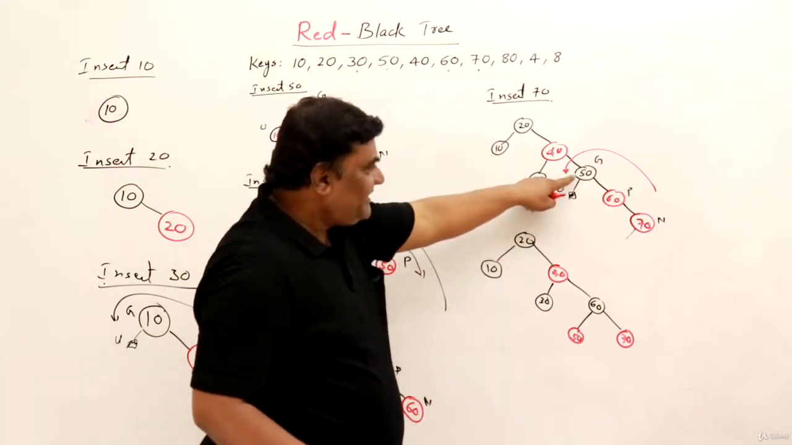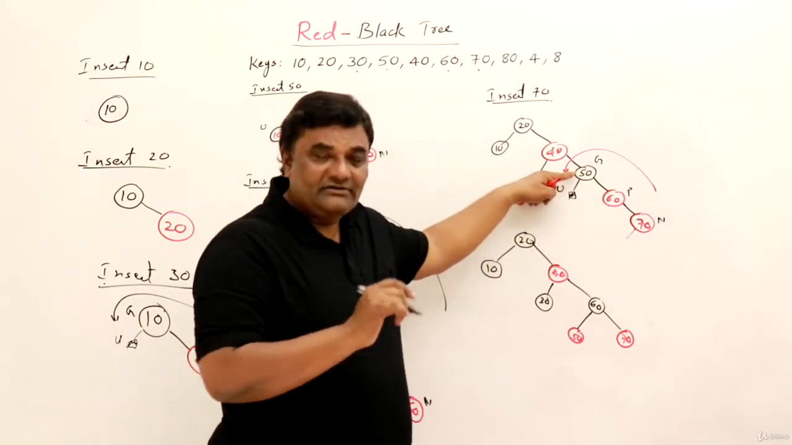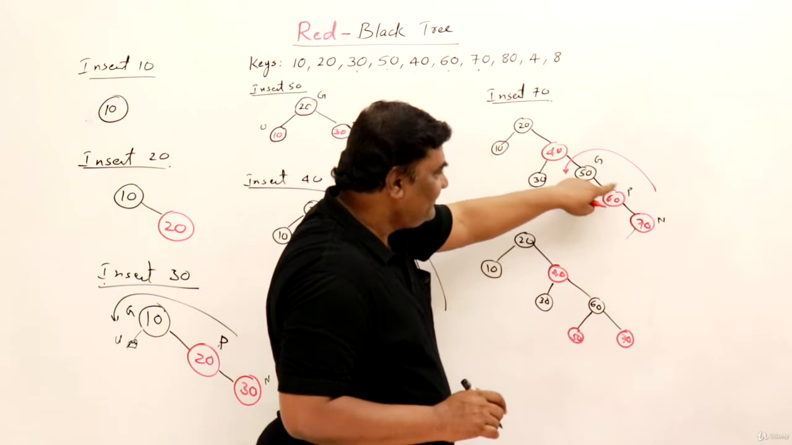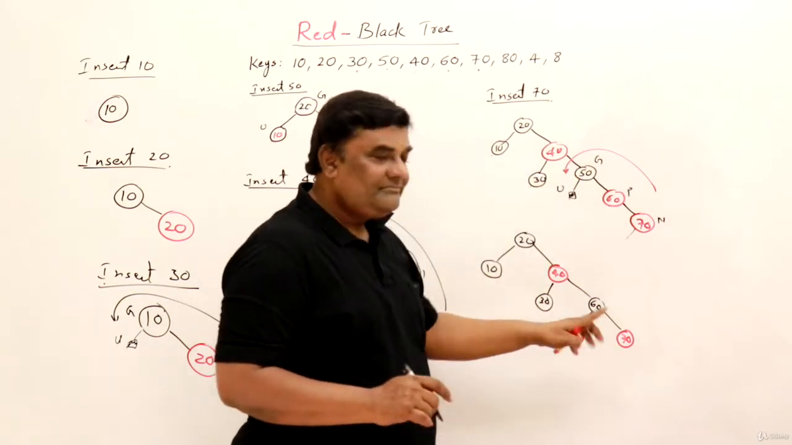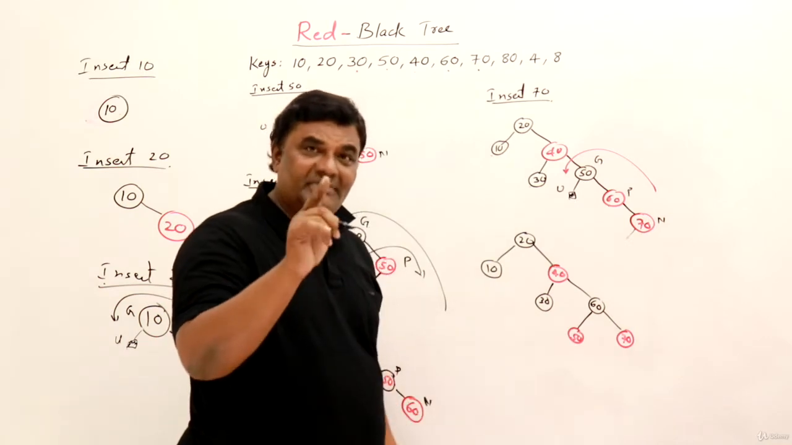So grandparent was black, so it remains black only, and these children, when we perform rotation, so this 60 will become black and these children will become red. Now let us confirm whether it is balanced or not.